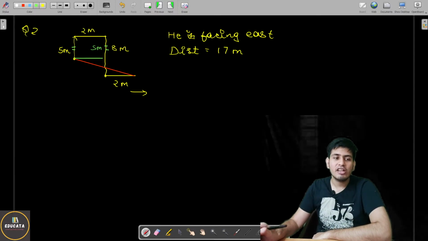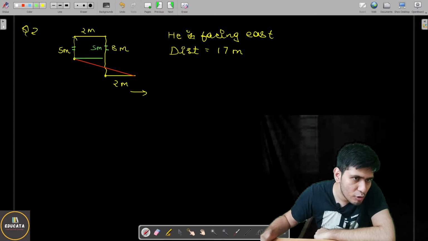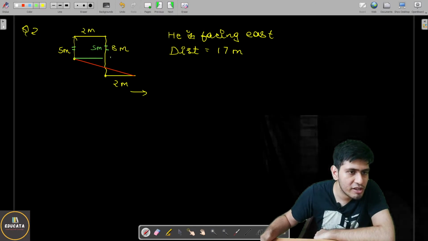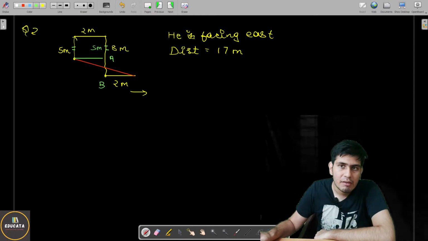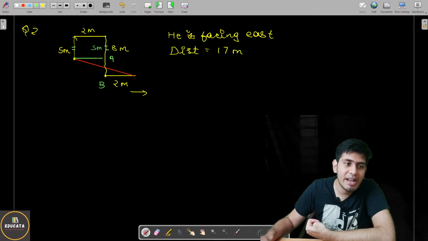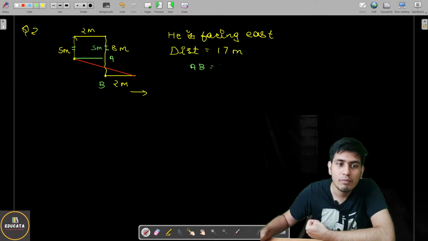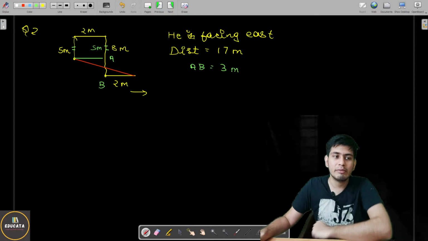Now after we have taken this, can we find the distance of this particular line? The points you can consider as A and B. Can we find the distance of AB? Yes, we can find it. How? Something like this: 8 minus 5 is equal to AB. Means AB is basically equal to 3 meters.